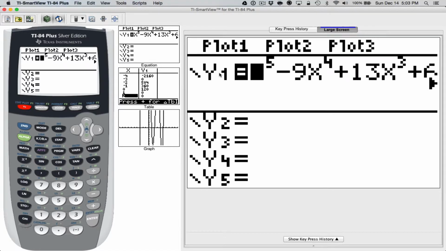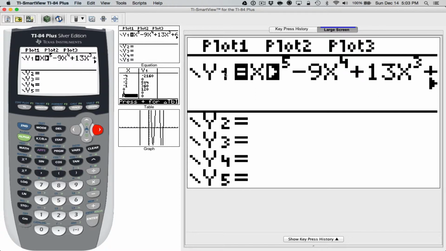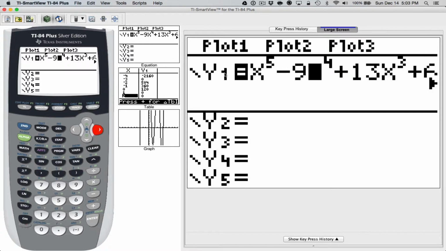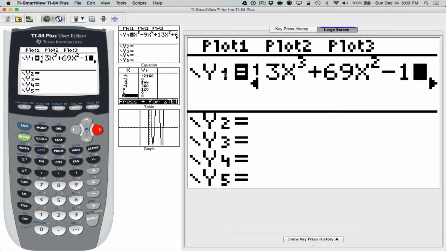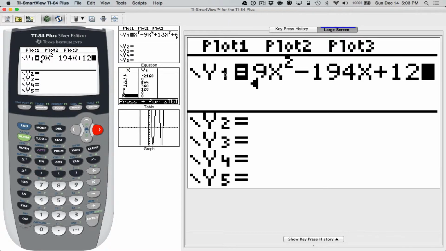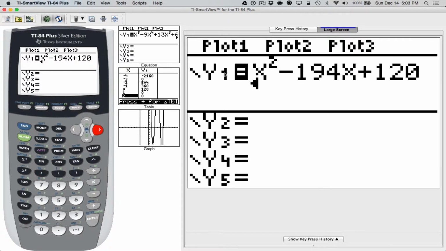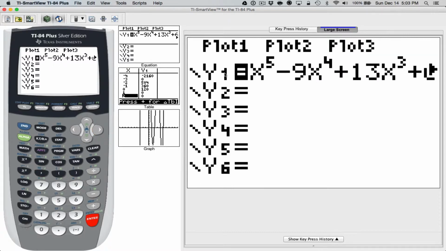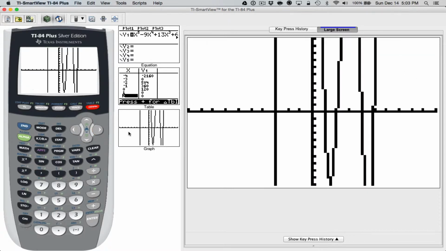Let's imagine that I want to find the factors of a long polynomial and I happen to have my TI calculator handy. Say the polynomial in question is the one from our problem set, x to the fifth minus 9x to the fourth plus 13x cubed plus 69x squared minus 194x plus 120. That is a fairly tedious looking thing to try and factor using the rational root theorem and synthetic division. We will graph that out and see what it looks like.